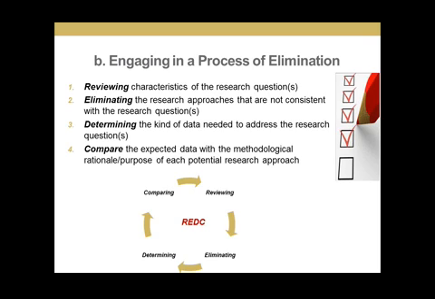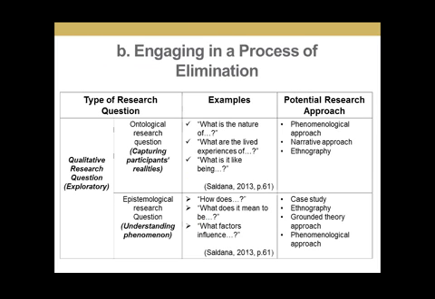So in order to remember, I made this one the RED C. R stands for reviewing the research question, E stands for elimination, D stands for determining the data that you need, and C stands for comparing the data that you need and also the methodological rationale of the approach that you have chosen.